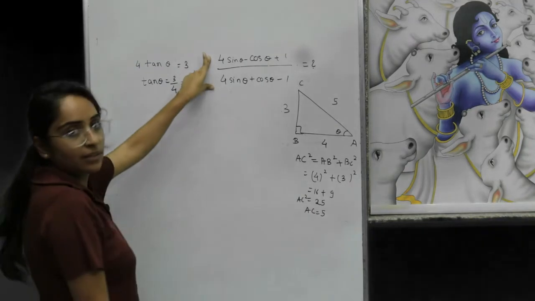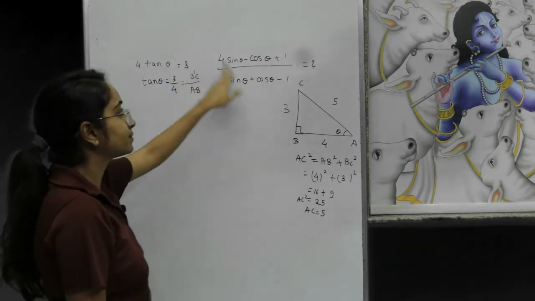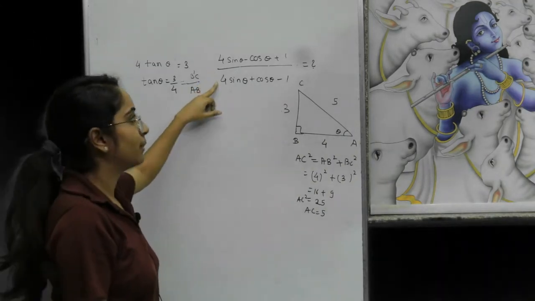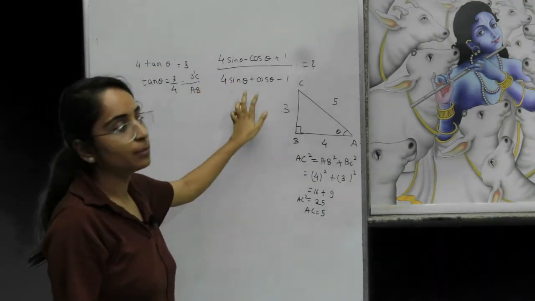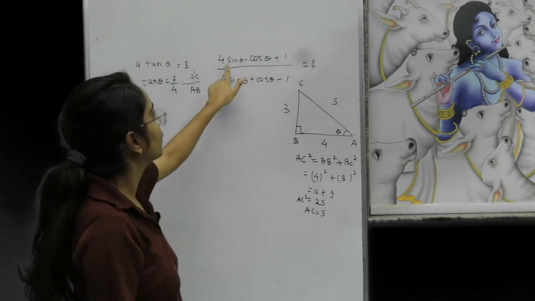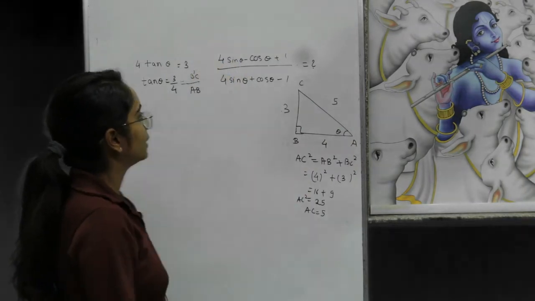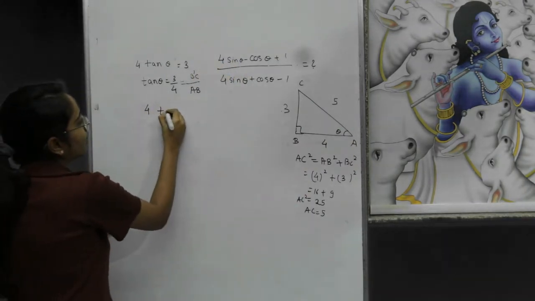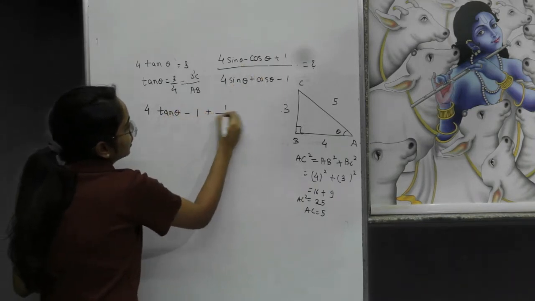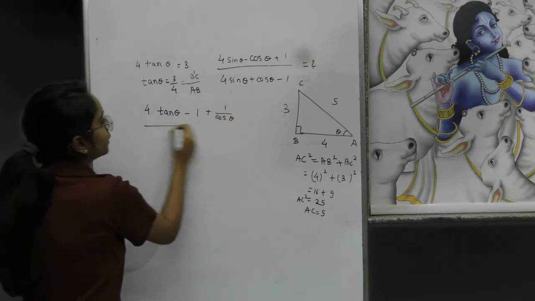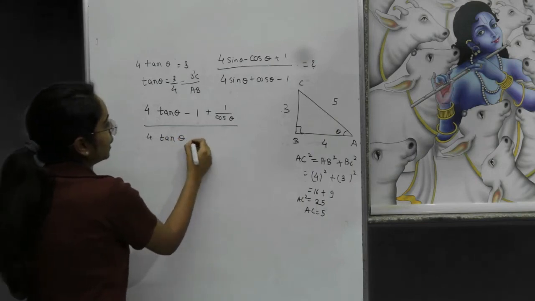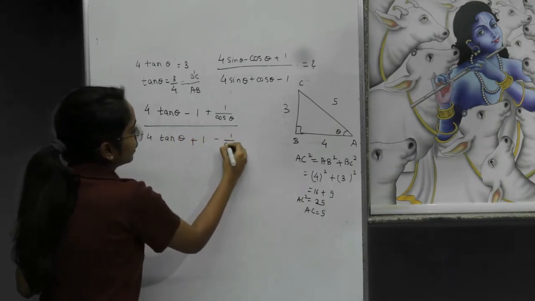Now we will consider the equation which is given in the question. Here both the numerator and denominator we will divide by cos theta. If we divide both numerator and denominator, we will get tan theta in the place of sin theta. So now we will write it as 4 tan theta minus 1 in the numerator, and in the denominator 4 tan theta plus 1 upon cos theta.